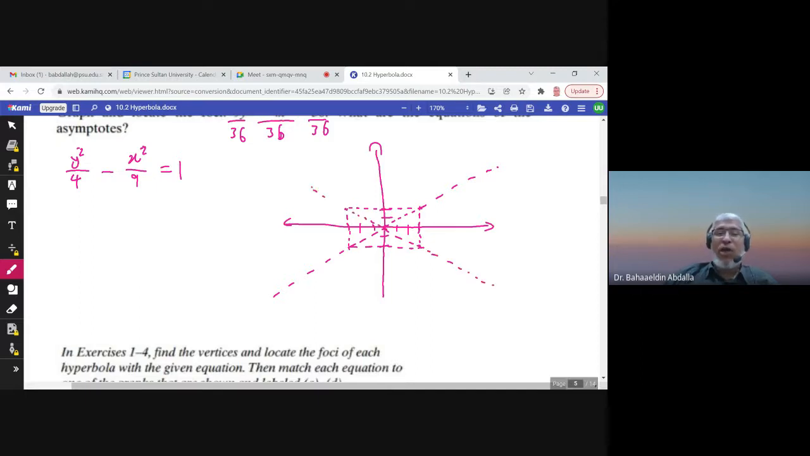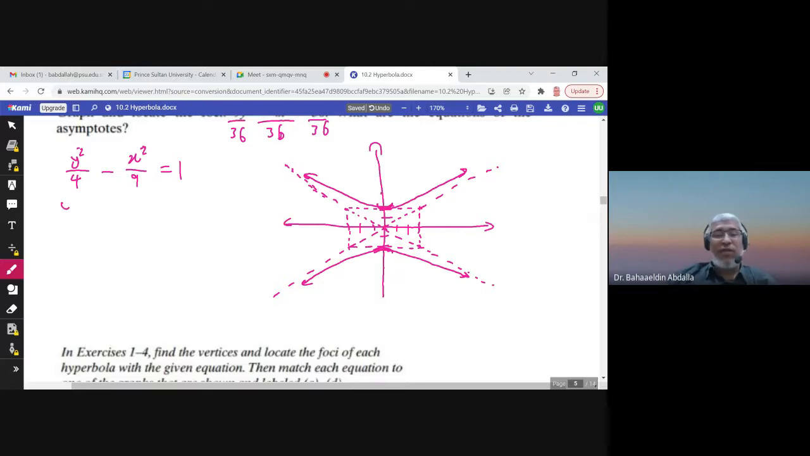Now, where are the vertices? This is y squared positive, so the vertices are here. Draw the hyperbola and make it become closer to the asymptotes. These are not lines, these are curves, so try to draw curves. The foci should be here on the transverse axis.